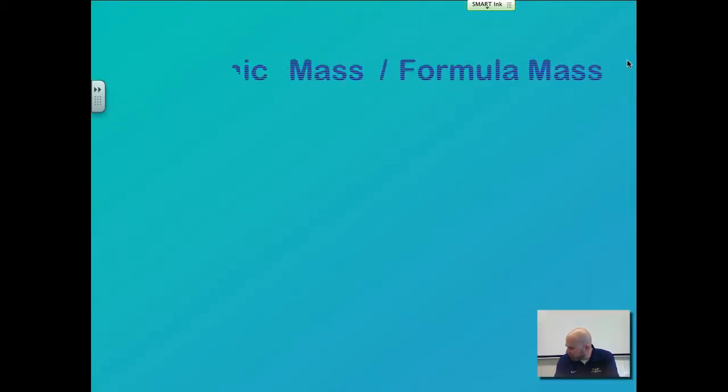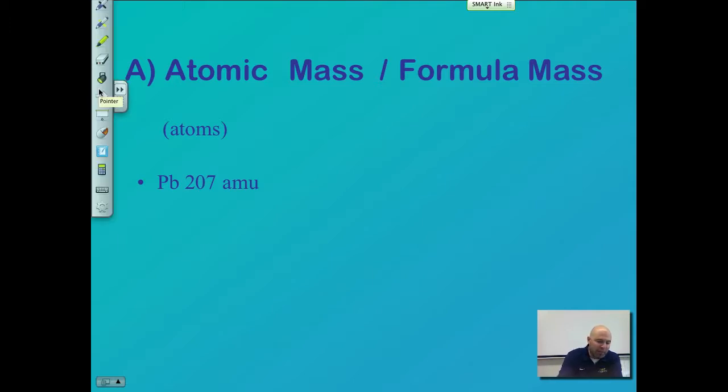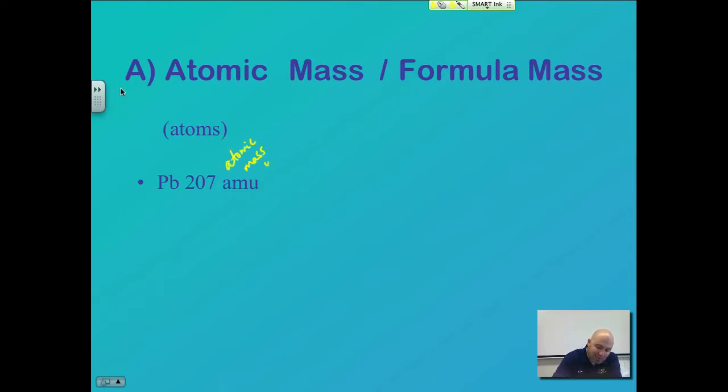What we're going to look at first is, I want to just review what atomic mass and formula mass is, again, using the periodic table. So this is a nice little review. And atomic mass obviously deals with atoms. For example, lead, 207 AMUs. AMU stands for atomic mass unit. I'll just remind us, atomic mass unit. Okay, so it's not like if you have one atom of lead, it weighs 207 of something.